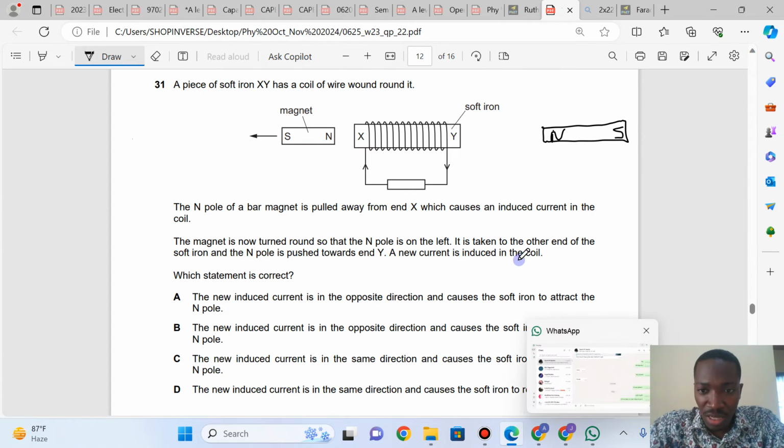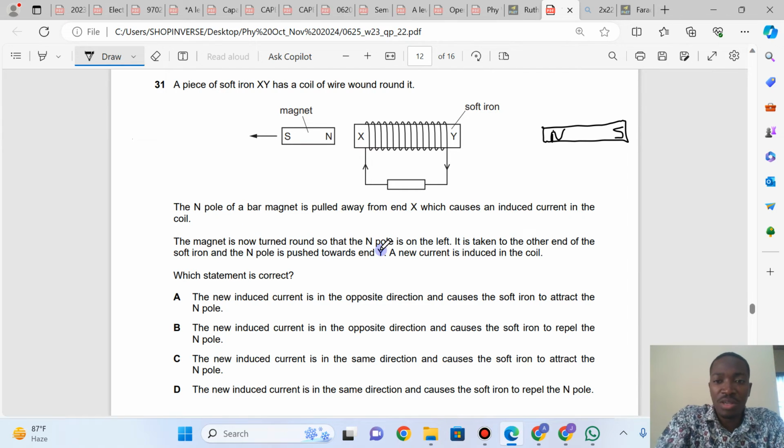Okay, it's taken to the other end of the soft iron and the north pole is pushed towards Y. So we then push the north pole towards Y. A new current is induced in the coil. Which statement is correct? Initially, when it was going this way, a current is induced in the coil.